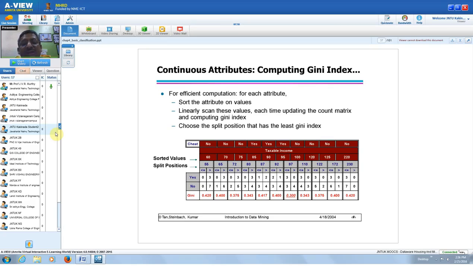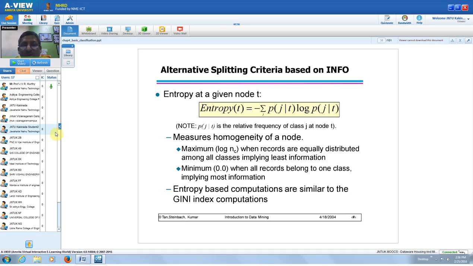So that is how you will find out the best split for a continuous attribute. Now the next slide is an alternative splitting criterion based on information. This is entropy, the information thing required, because we have seen entropy means disorder.